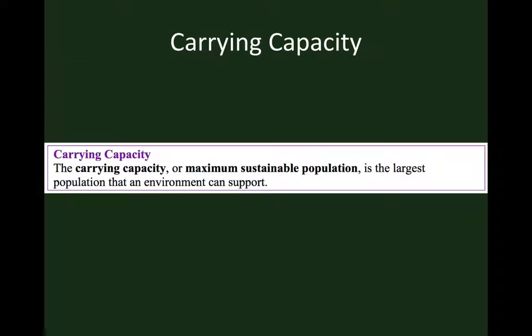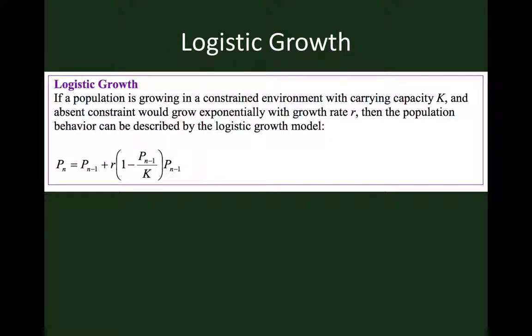One of the ideas is that these systems have what we call a carrying capacity, which we think of as the maximum sustainable population. And this is an example of the logistic growth model. It's given as a recursive relationship here. One of the things I want to talk about is how this is similar to and different from the geometric growth model.